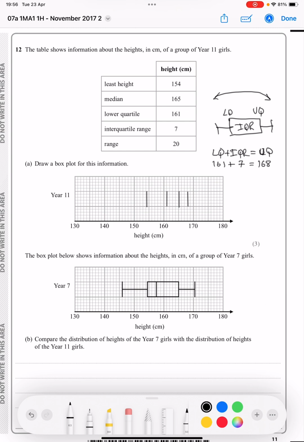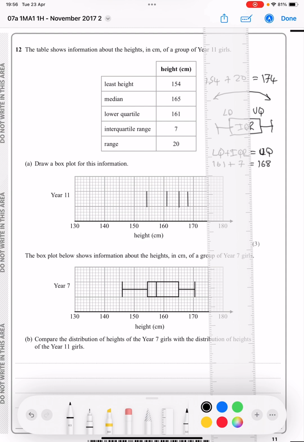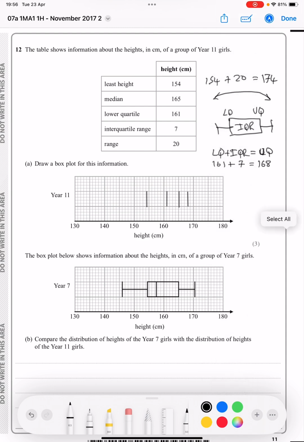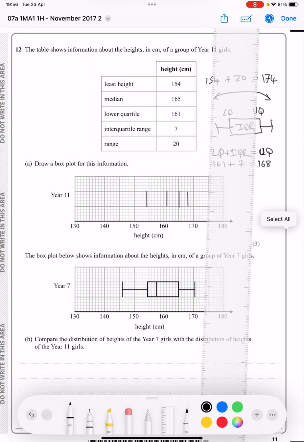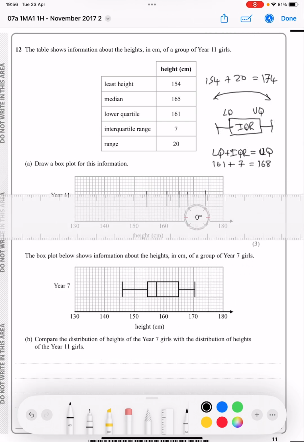So what I've got here is the least height is 154. The range is 20. If I add them together, that gives me the greatest or the biggest height, which in this case will be 174. So if I go across to 174, always check your scales, oops, where's my ruler gone? There it is. 174, always check your scales, like so. That's good. Turn my ruler around.